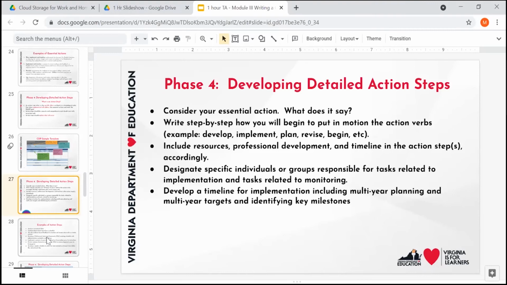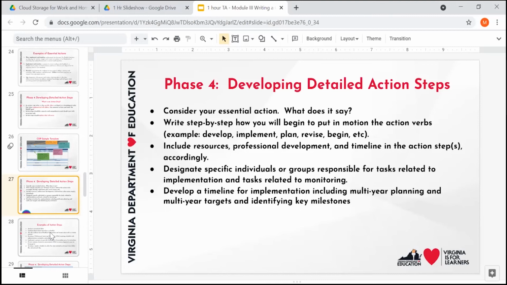And also when we designate that person, we do want to use their job title, right? We would recommend job title and not the name of the person. Of course, people move, things change. And this is a multi-year plan. So you want the plan to live on even if one person leaves your building.